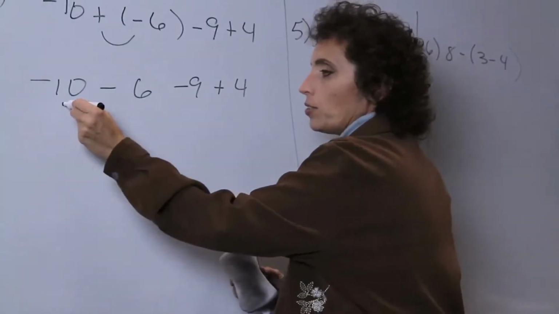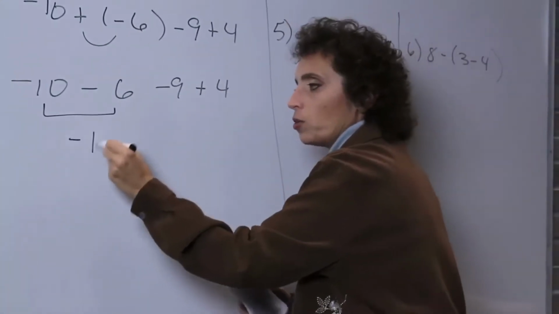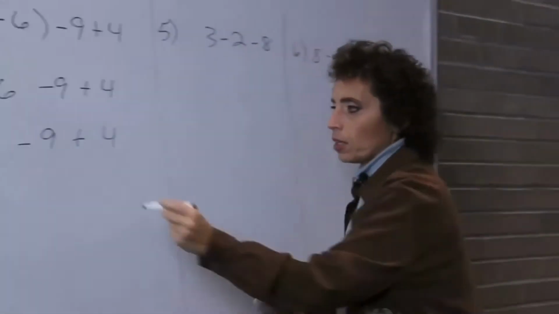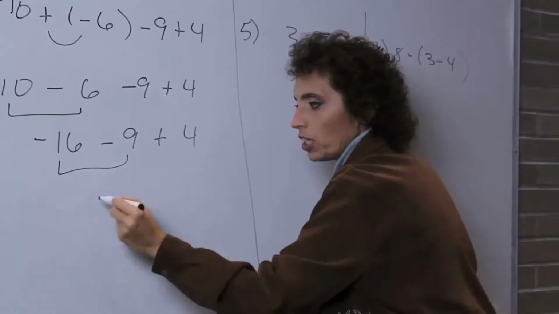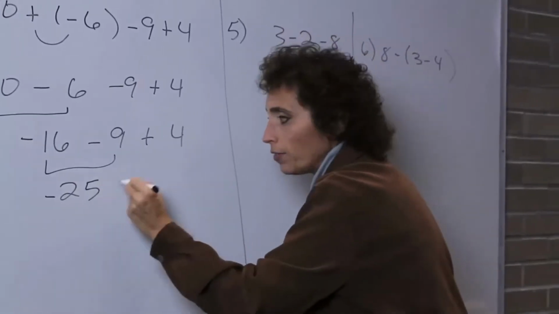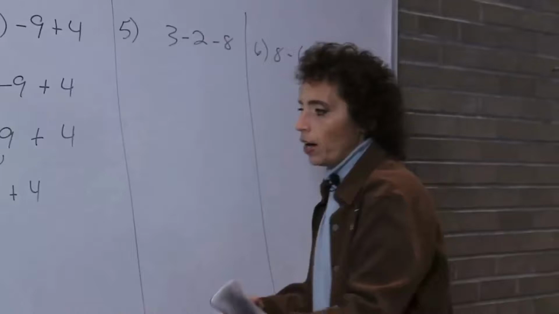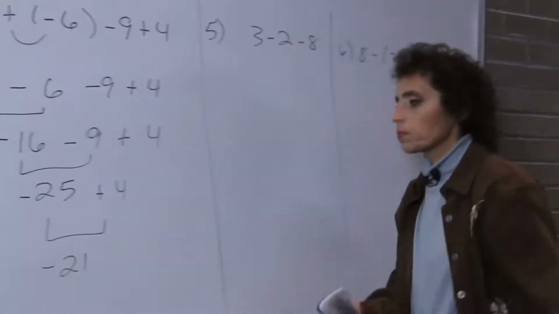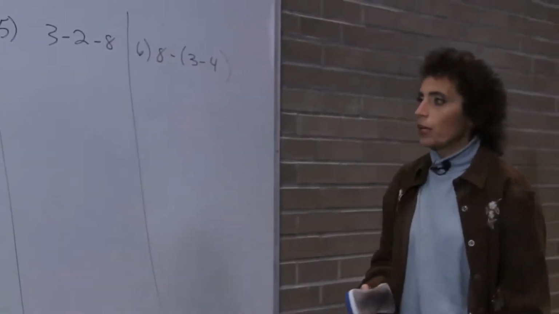Okay, I owe you 10, I owe you 6, so I owe you 16. Okay, starting from the left again, I owe you 16, I owe you 9, I owe you 25, plus 4. Finally, I owe you 25, but I have 4, so I owe you 21. Done.